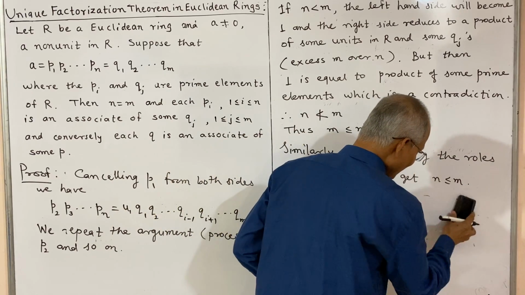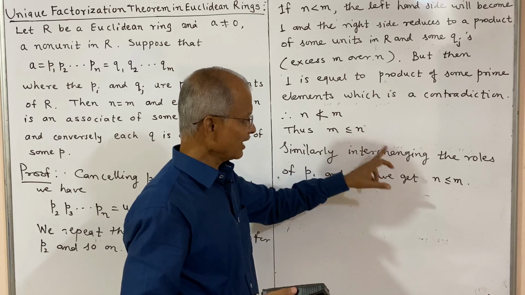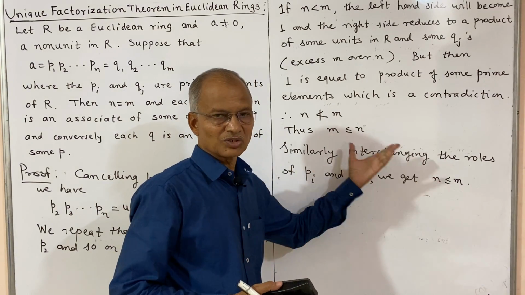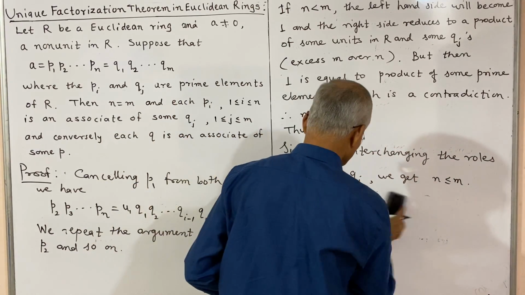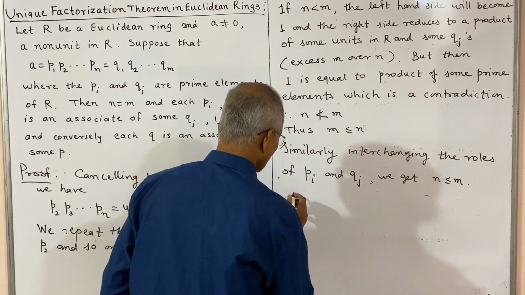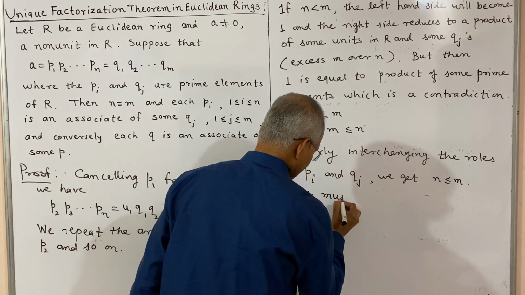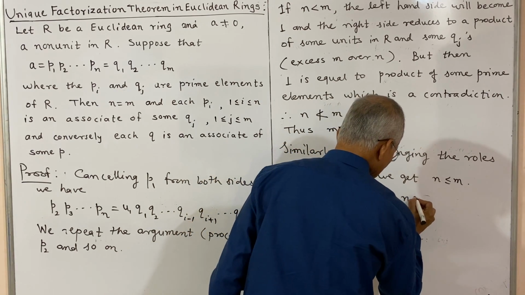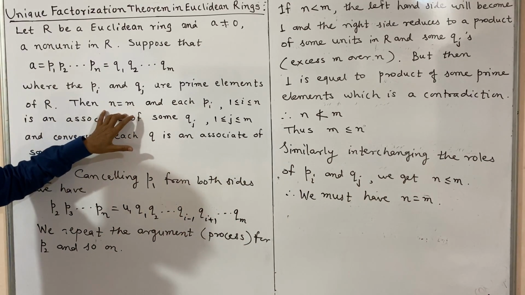And now combining these two, earlier we have m less than or equal to n, and here we get n less than or equal to m, and this is possible only if they are equal, and so therefore we must have n is equal to m.